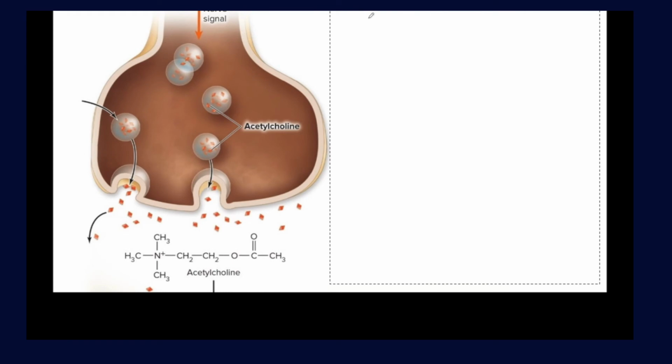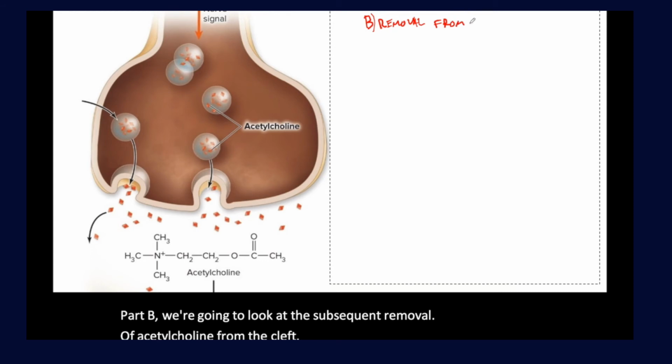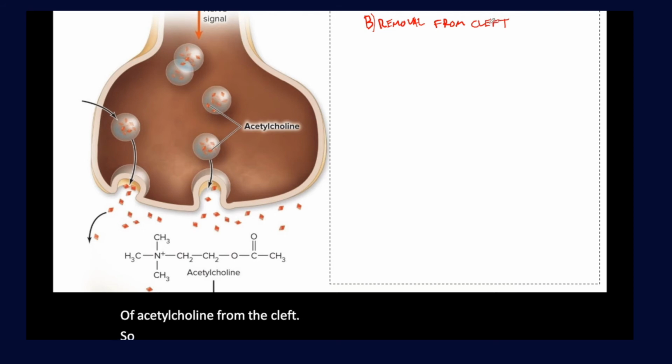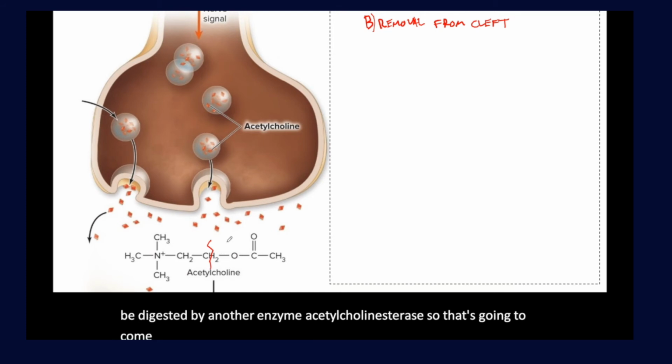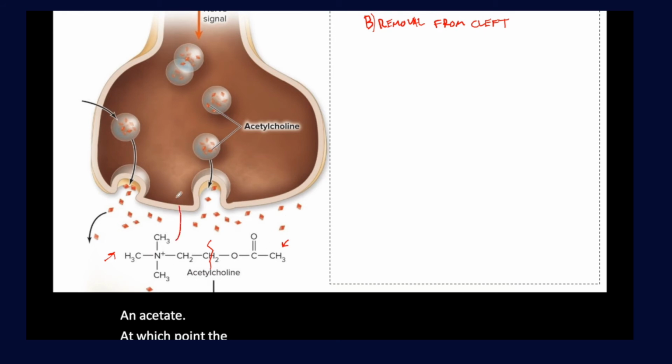Part B, we're going to look at the subsequent removal of acetylcholine from the cleft. Almost immediately, some of those acetylcholine molecules are going to be digested by another enzyme, acetylcholinesterase. That's going to come along and break this back into choline and acetate, at which point the choline is going to be reabsorbed by that cell.